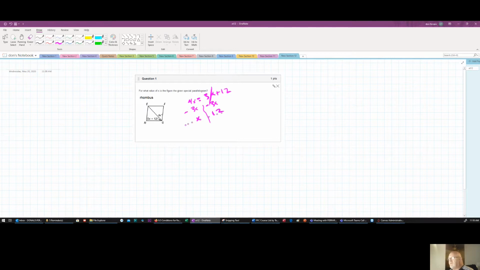X equals 12. And just putting that back in, I've got 4 times 12, which would be 48 on this angle here. And we got 3 times 12 plus 12, which is also going to be 48. It checks out, so we're good. So the answer to the first one is x equals 12. I'll circle that. Now let's take a look at the second one.